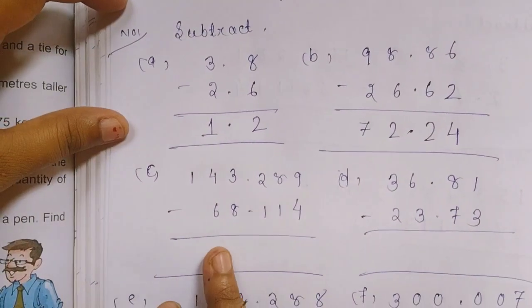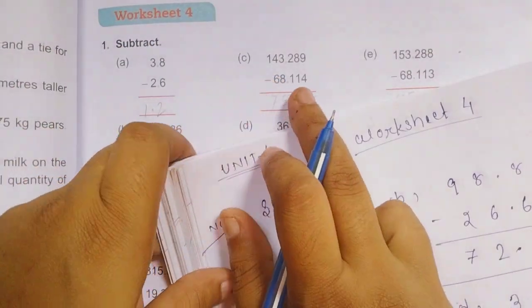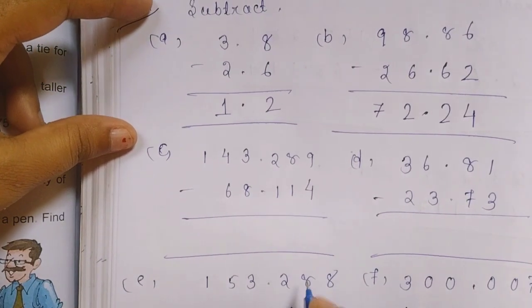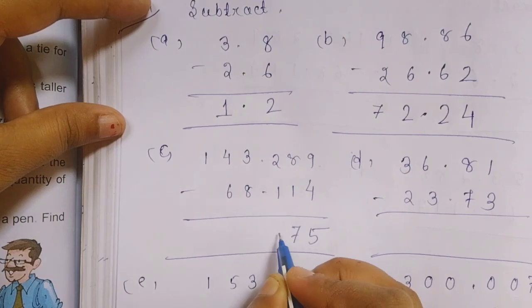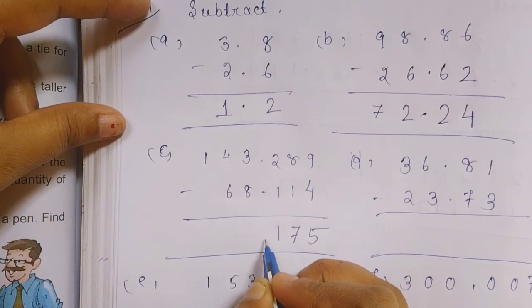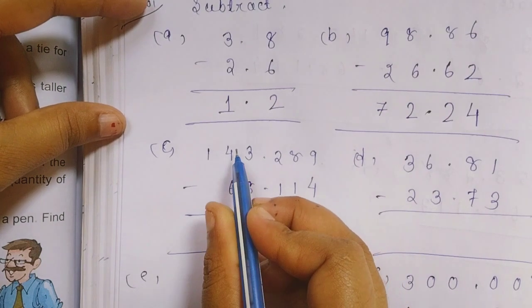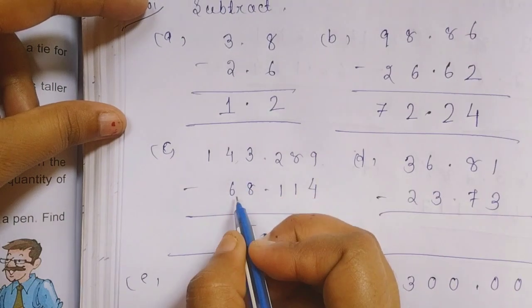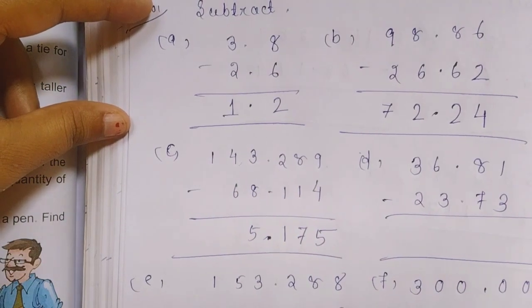Then C. 143.29 minus 68.114. Then we subtract it. 9 minus 4 equals 5. 8 minus 1 is 7. 2 minus 1 is 3. 2 minus 1 is 1. Then 3 minus 8, we cannot subtract, so we borrow. 13 minus 8 equals 5. Then 3 minus 6, we cannot subtract, so we borrow. 13 minus 6 equals 7.